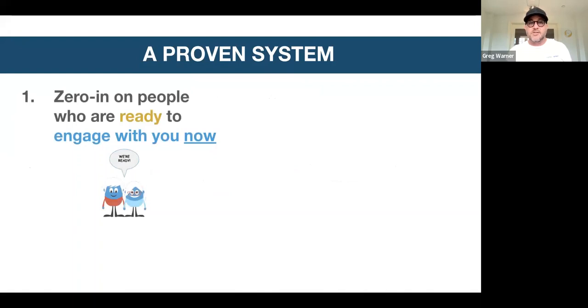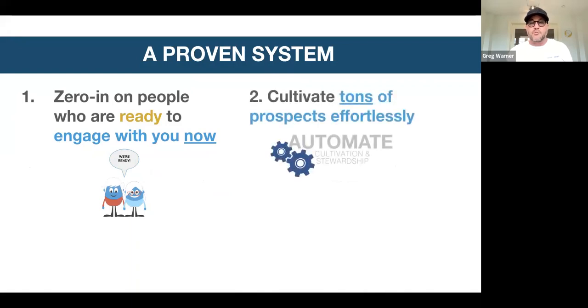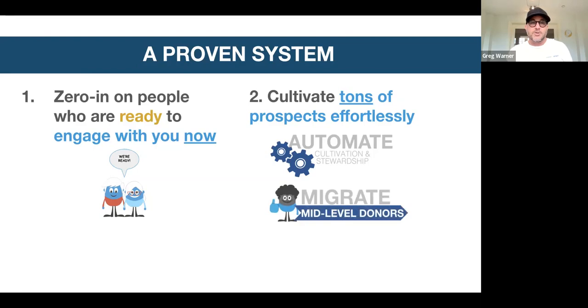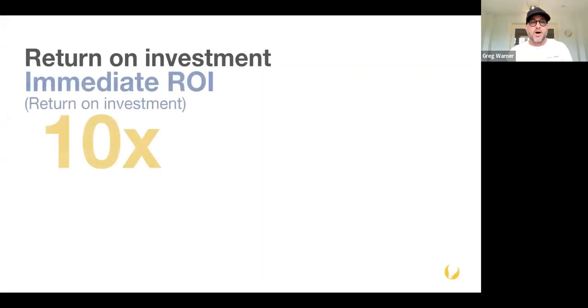So this system has been proven now. Thankfully, we've been in business over a decade. It helps you zero in on the people who are ready now, while you can automatically cultivate the tons of other prospects effortlessly, and also cultivate and migrate the mid-level donors up. So if anyone's here on the call thinking about mid-level programs, this is ideal for that as well.